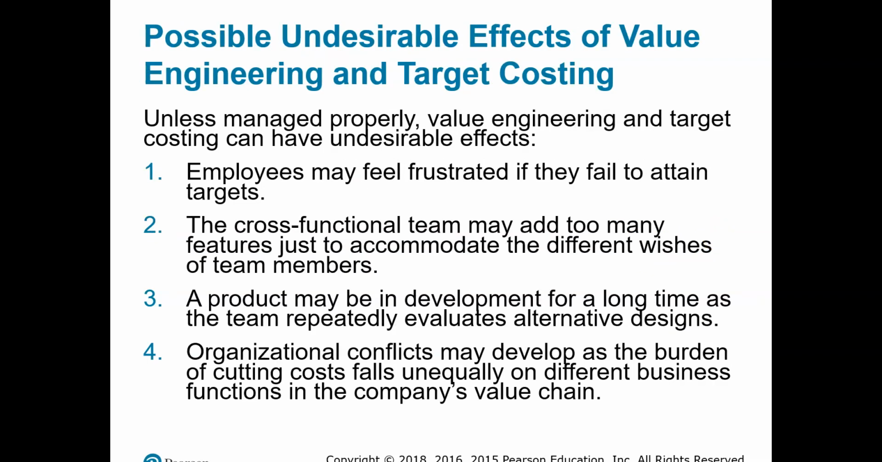Now, what can happen under value engineering target costing? If we're not careful, we can have some negative side effects. One is that employees are going to feel frustrated if they don't hit the targets. Two, cross-functional teams. I've seen this before. Cross-functional teams may add too many features just to accommodate the different wishes of team members. So basically, we have a group of members, some from research and development, some from design, some from marketing, some from production, and everybody comes up with a wish list, and the product we're developing will have too many things from the wish list, and then we have too many features, and then we're incurring a lot higher cost than we really should.